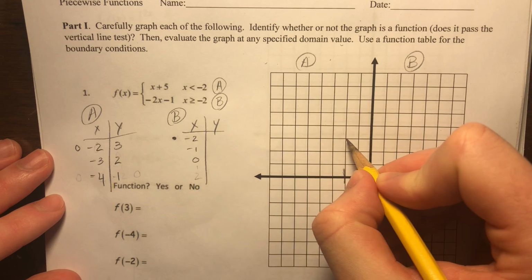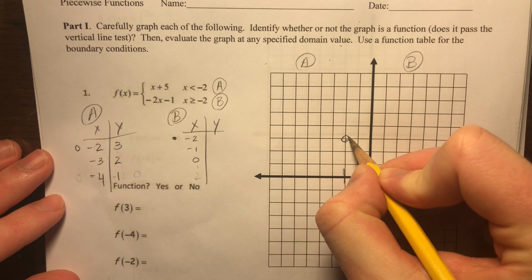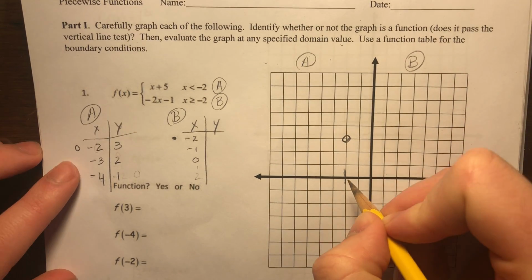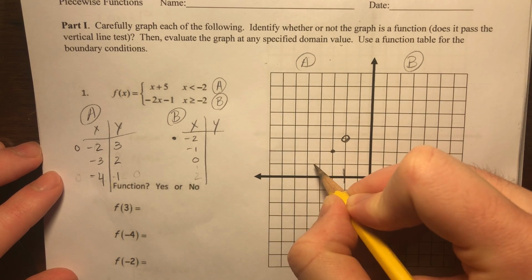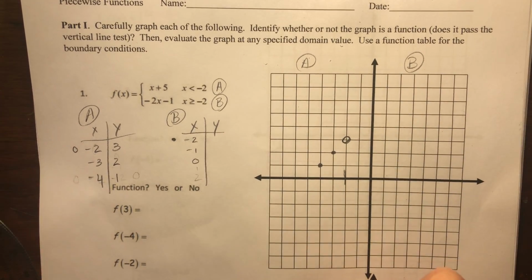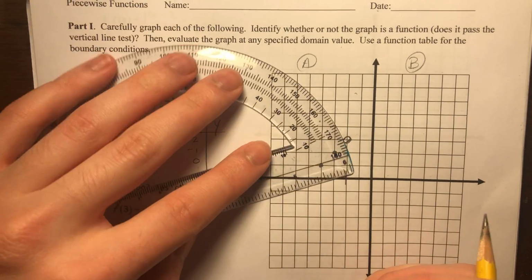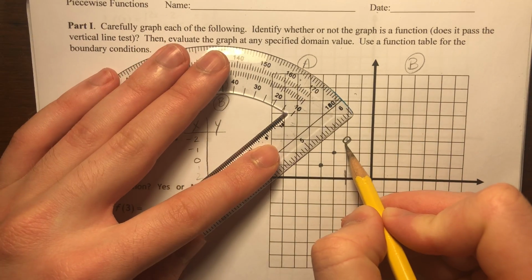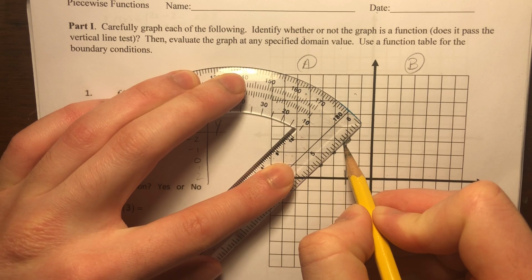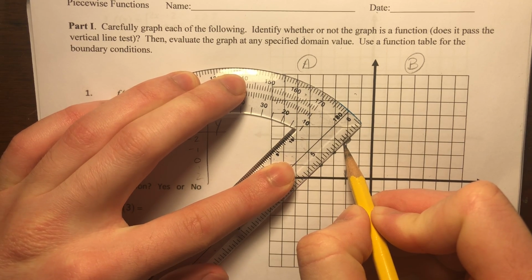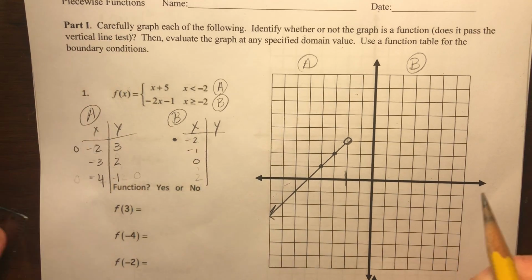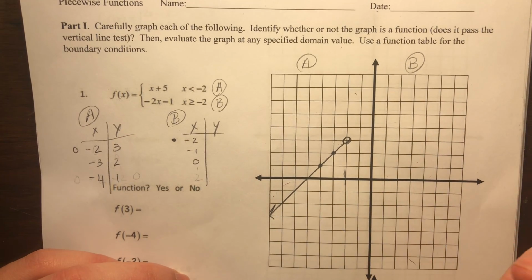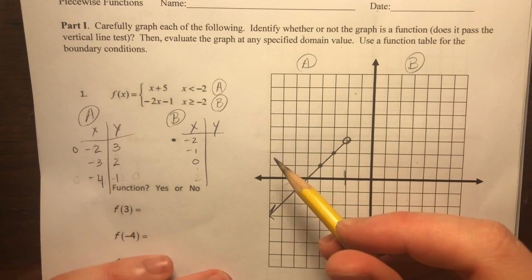-2, 3 is my first point. Now I'm going to put an open circle there. -3, 2, and -4, 1. So that should be enough points for me to get an idea of what this function looks like. I can see my slope is -1. And that's continuing indefinitely, so I put an arrow because it could go on forever.